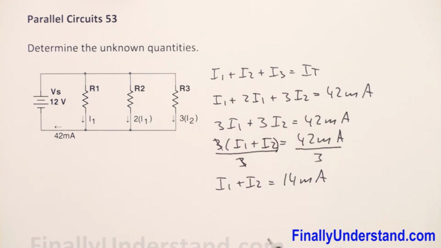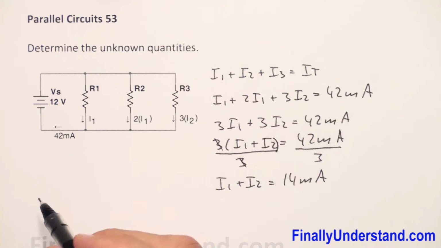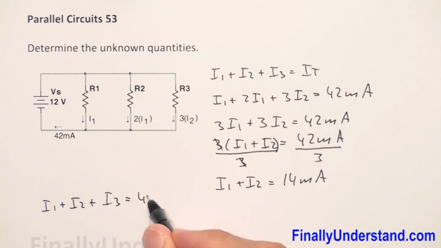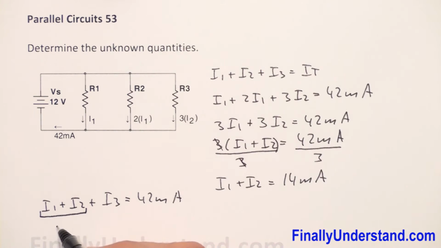Next, what I'm going to do is write this formula one more time. So I have I1 plus I2 plus I3 is equal to 42 milliamps. We found that I1 plus I2 is equal to 14 milliamps. So these two currents together give me 14 milliamps. So that's why I'm going to write over here 14 milliamps plus I3 is equal to 42 milliamps.